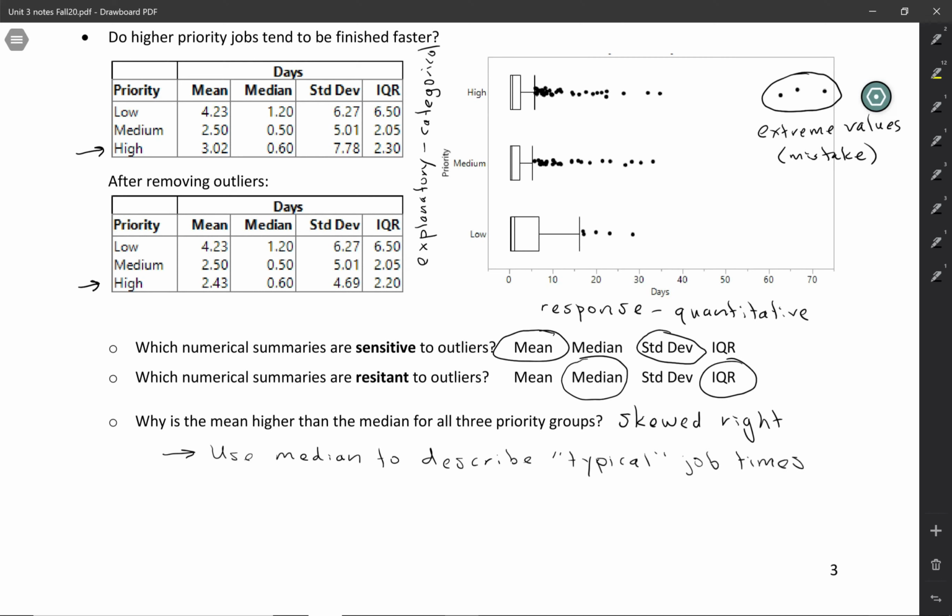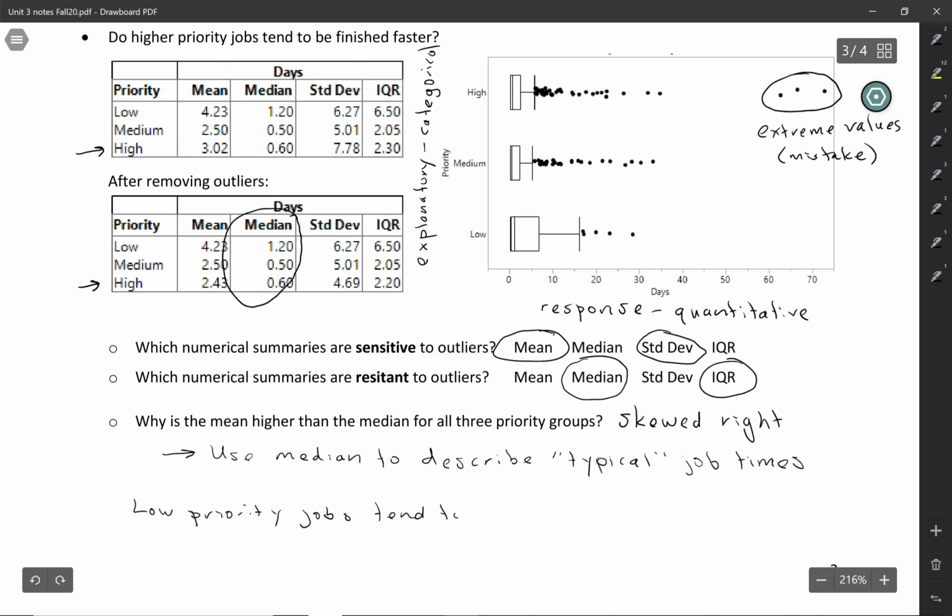Okay, so we've removed the outliers, we've decided to use the median, and now we want to answer this question: do higher priority jobs tend to be finished faster? Well, it seems like the low priority jobs do tend to take the longest, and that's not surprising. You would sort of expect that those get put off because they're not super important, so those are typically the highest. But there's sort of a surprise on this other end.